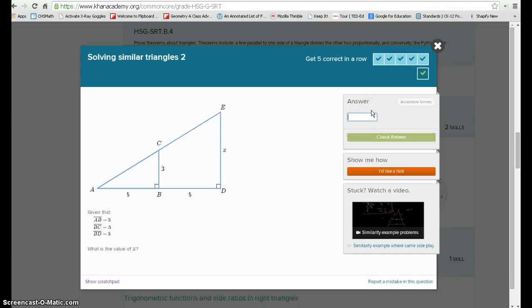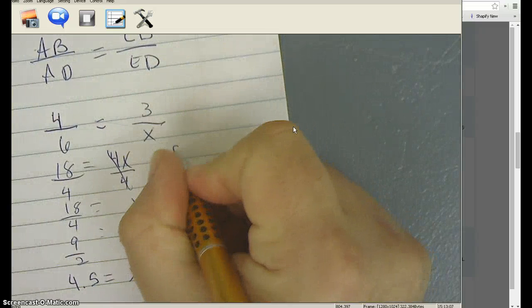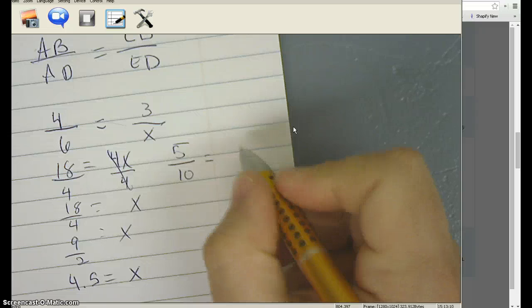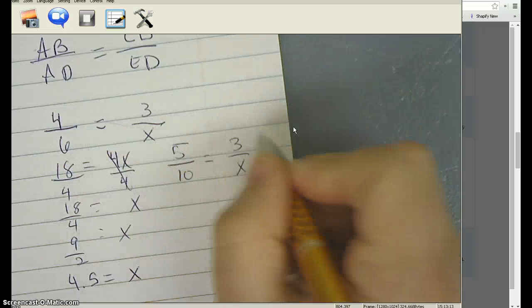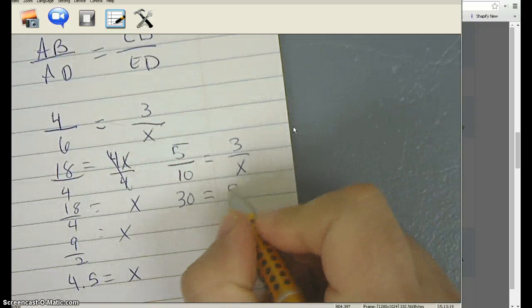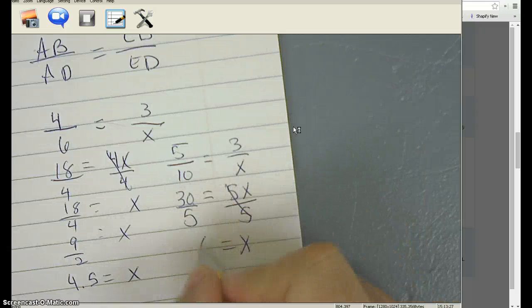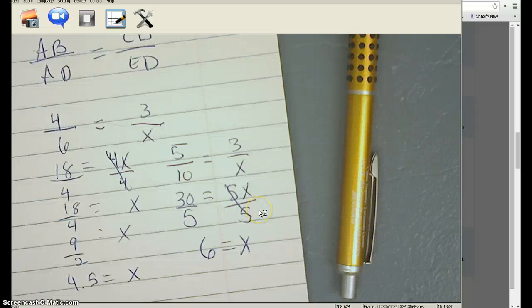Let's see if we get another one just like it. Looks like the same kind of problem. So we have 5 over 10 is equal to 3 over X. That would be our ratio. I'll just write it out right next to it here. 5 over 10 is equal to 3 over X. If I cross multiply, I get 30, when I multiply this way, is equal to 5X. And to solve for X, I would divide by 5 on both sides. And I get X equals 30 divided by 5, which is 6. So X equals 6.